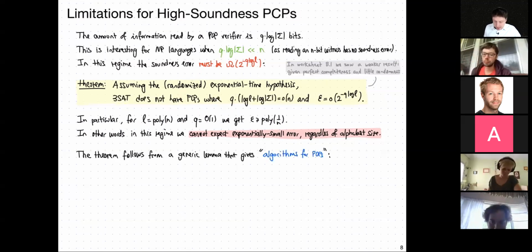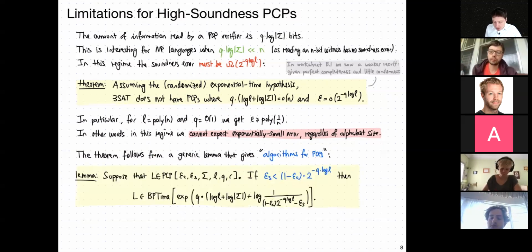So the theorem follows from a generic lemma that we're going to prove, that you can think about as algorithms for PCPs. Give me some general PCP, truly fully general. There is some magical expression that says if your soundness error is smaller than some small enough threshold, and it is really 2 to the minus Q log L, and then something that depends on your completeness as well, then you can decide the language in time that is exponential in several relevant parameters.